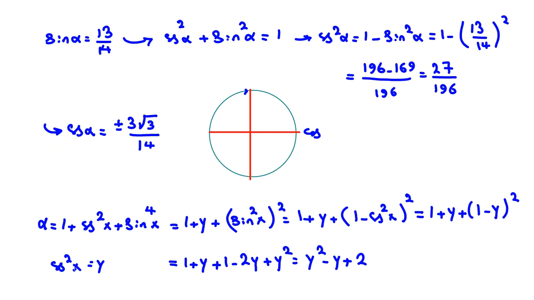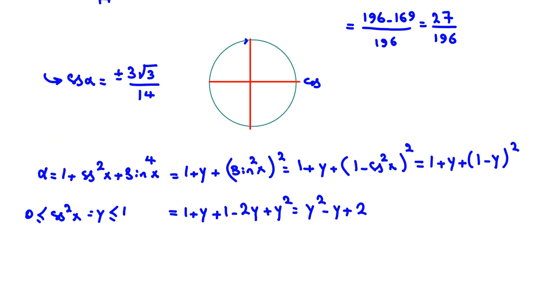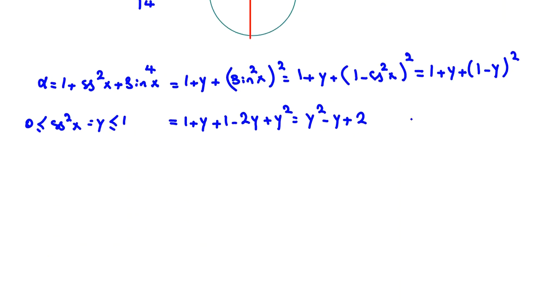And we know y, cos squared x, is from at least 0 to at most 1, because cos is from negative 1 to 1, so cos squared x can be this. Now, this part is a graph like this. If you want to find the turning point, we should take the derivative: 2y minus 1 equals 0, or y equals 1 half.